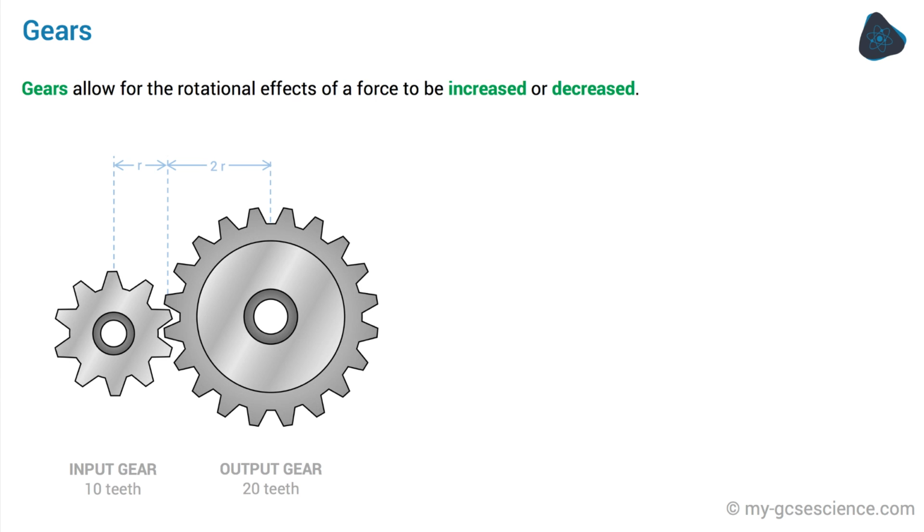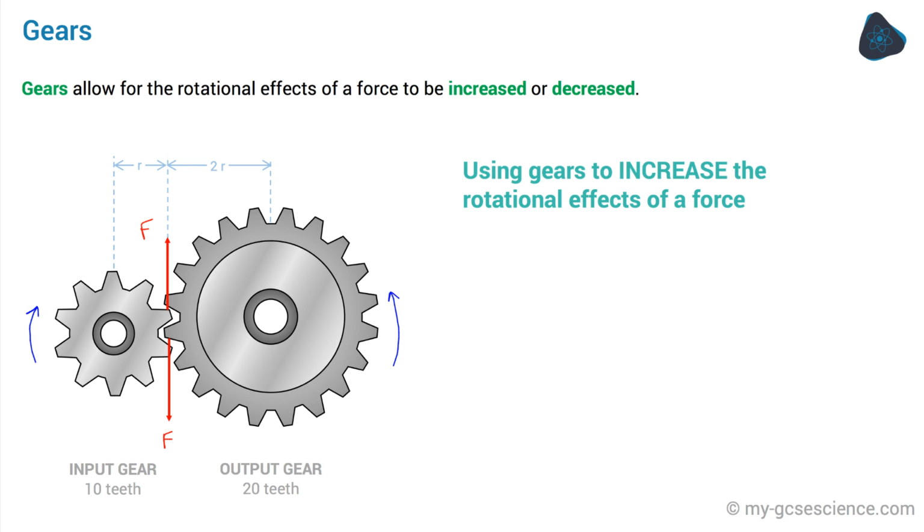Here, when the input gear rotates clockwise, it causes the output gear to rotate anti-clockwise. By Newton's third law, when the input gear exerts a force on the output gear, the output gear will exert an equal and opposite force on the input gear. This particular setup allows us to increase the turning effect of the input force from M equals Fd.